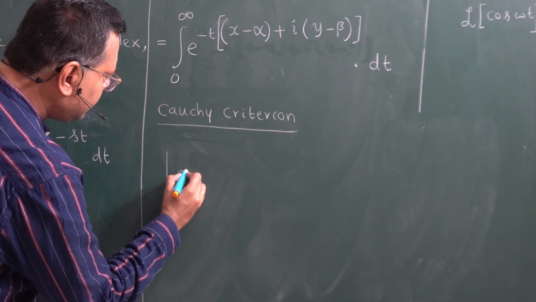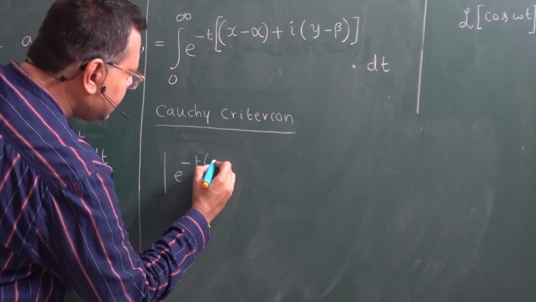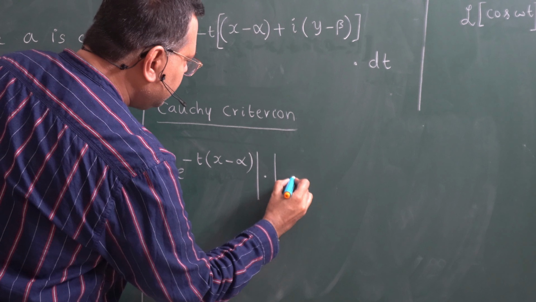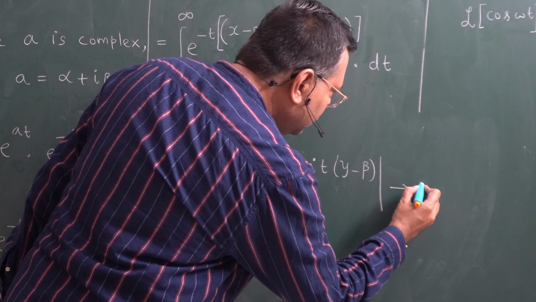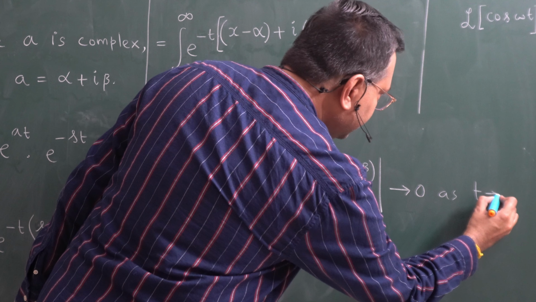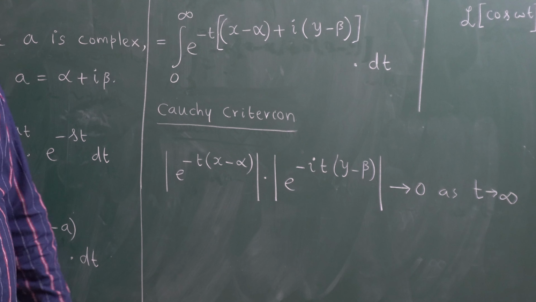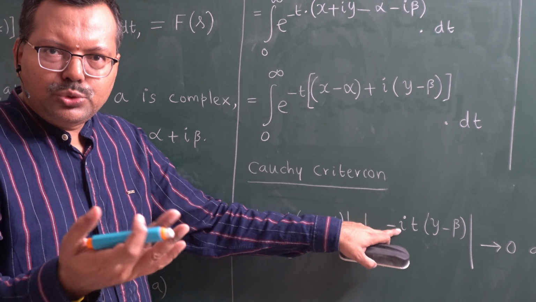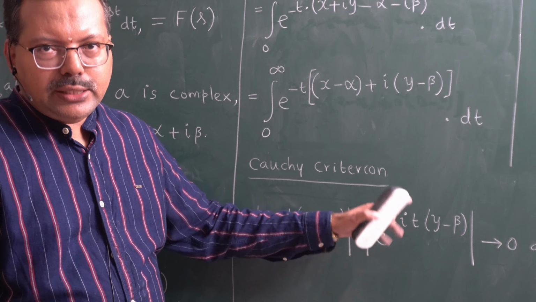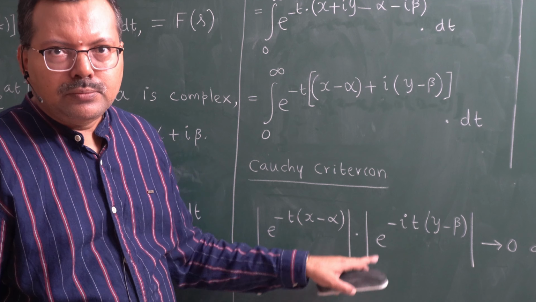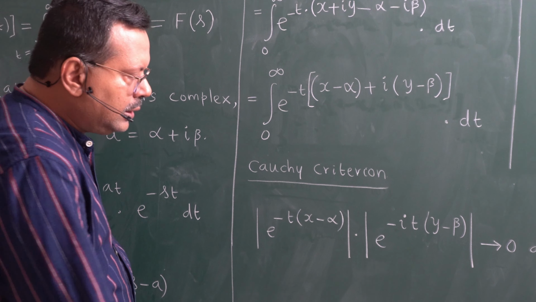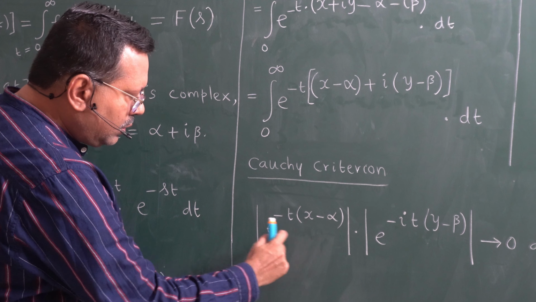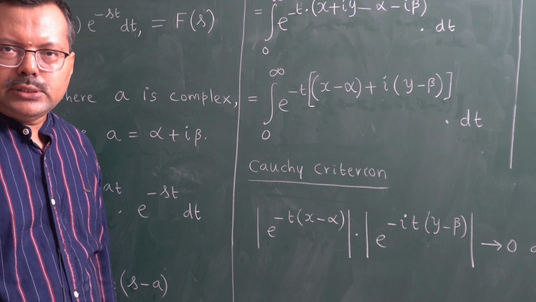This quantity is e to the power of minus t into x minus alpha, and there is i here, so I'll write down e to the power of i, and all that should go to 0 as t tends to infinity. That is the Cauchy criterion. And when you do 2 to 3 problems, whenever you get e to the power of i, there is no need to write this because this quantity is 1. So you can actually avoid one more step here. So what is left out is only this quantity, and for this quantity also, absolute value is not required because it is already a positive number.